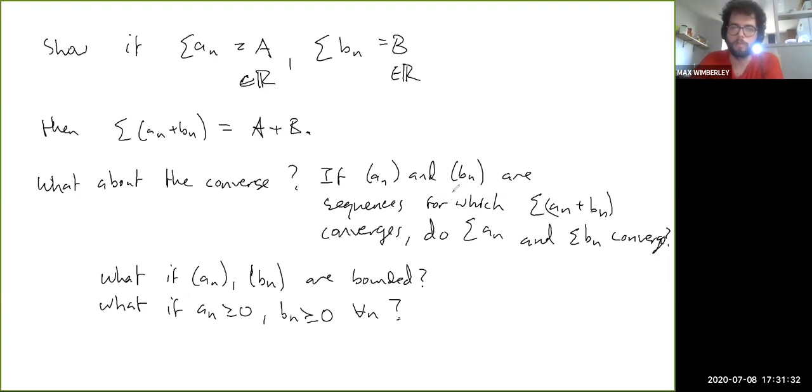I guess it's giving you a hint that the converse should not be true. This statement, if an and bn are sequences for which this converges, then the series an and the series bn converge, is actually false. I'll just say that straight out. But these two questions ask, if we add different conditions on an and bn, will that force the series of an and the series of bn to converge? These are separate, only for the converse, not for the original thing.